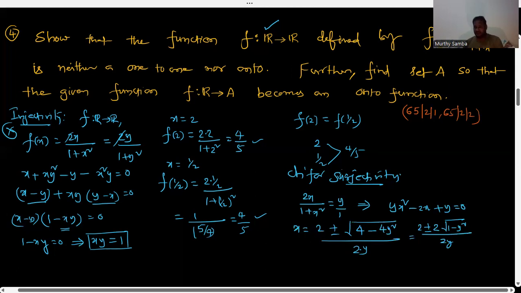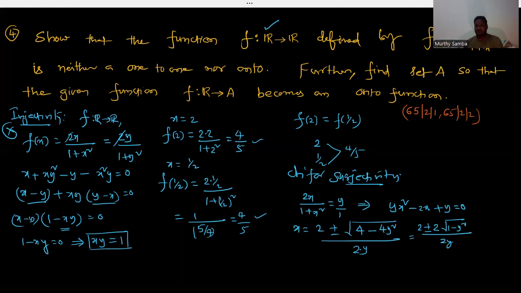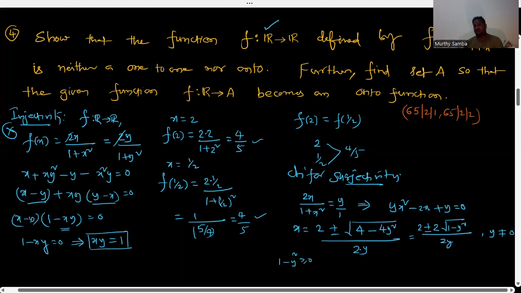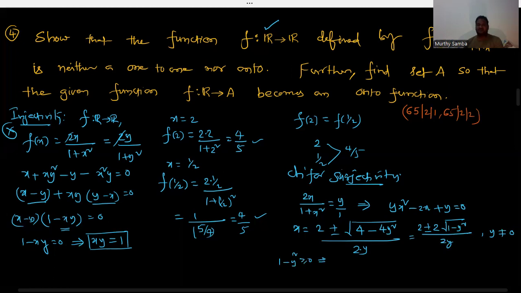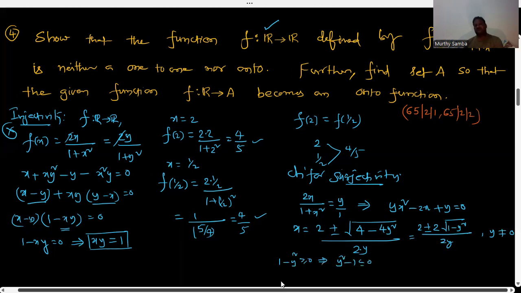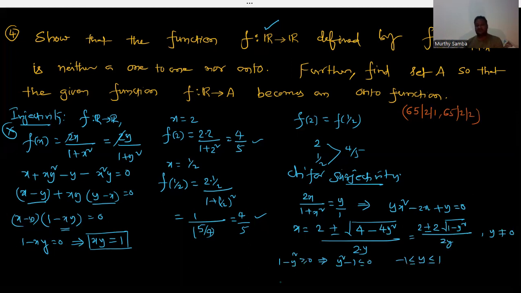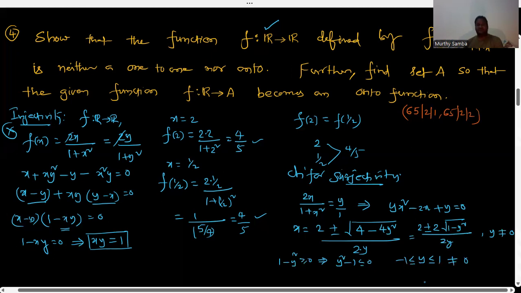See, this 1 minus y square is under the square root. As it is under the square root, 1 minus y square should be greater than or equal to 0. And remember, y is not supposed to be 0 here because y is in the denominator. 1 minus y square greater than or equal to 0 means y square minus 1 less than or equal to 0, which means y values lie between minus 1 and plus 1 only, of course not equal to 0. So y value, meaning this f of x value, lies between minus 1 to 1, not equal to 0.